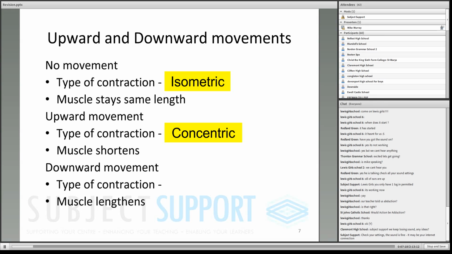It's just when gravity interferes with the movement and is a big major aspect of the movement, we can get downward movements where gravity has to be controlled. Those sort of contractions are called eccentric contractions. So isometric, concentric, eccentric. If you want to, you can also use the word isotonic as a movement contraction. Isotonic is the group name for concentric and eccentric contractions.